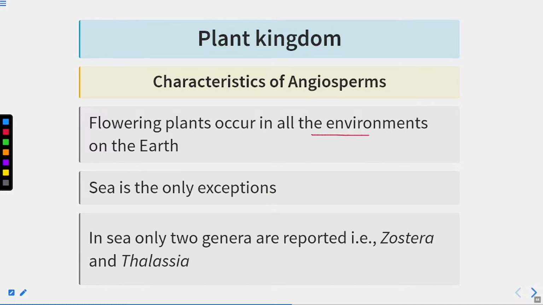Flowering plants occur in all the environments on the earth. The sea is the only exception. In the sea, only two genera are reported, that is Zostera and Thalassia. So only two genera are present in the sea, because others cannot withstand such adverse conditions of the sea.